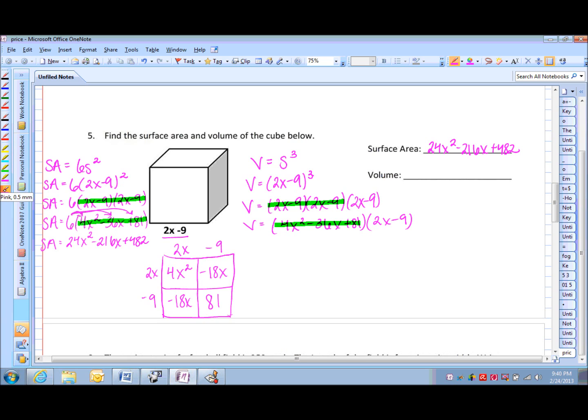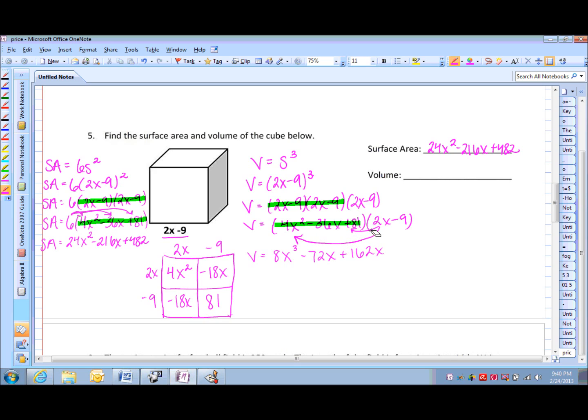Okay? And now I'm going to call this the double distribute method, and I'm going to take 2x and multiply it by each term in the first set of parentheses. And when I do that, 2x times 4x squared is 8x cubed. 2x times negative 36x is negative 72x squared. And 2x times 81 is positive 162x.